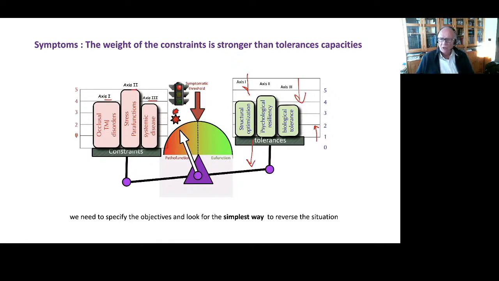And you can increase the capacity by psychological resilience, by exercise, sometimes by biological treatment, and sometimes by structural optimization. That means, for example, by occlusal treatment. But it is not the only way to touch the teeth, it is not the only way.